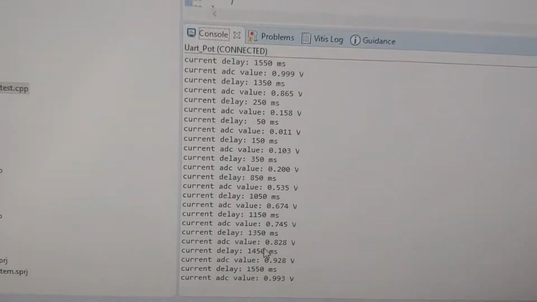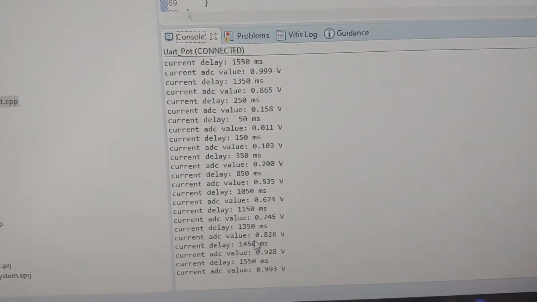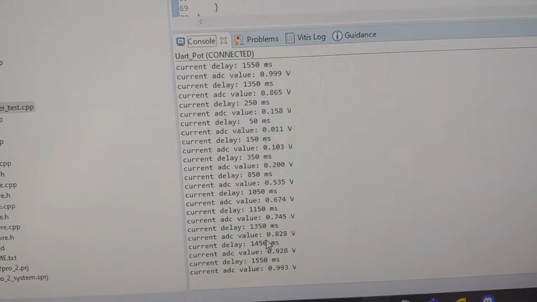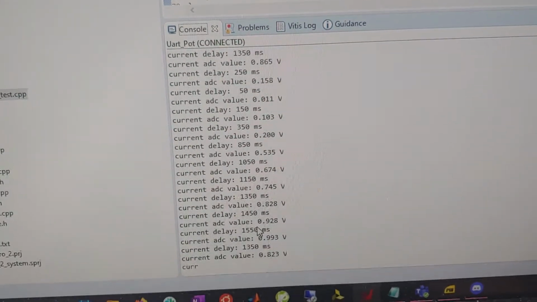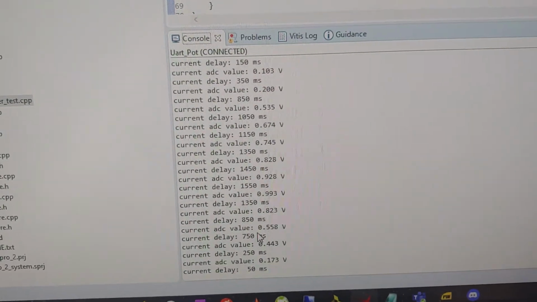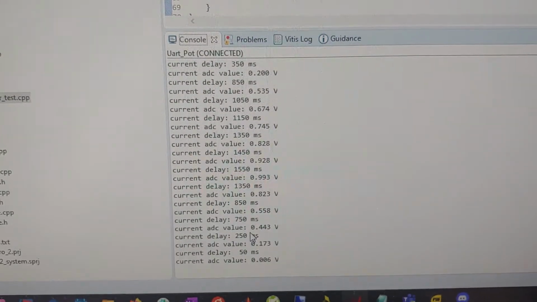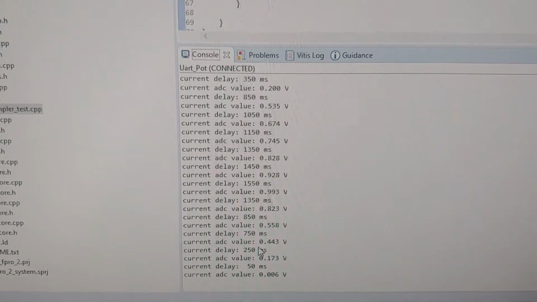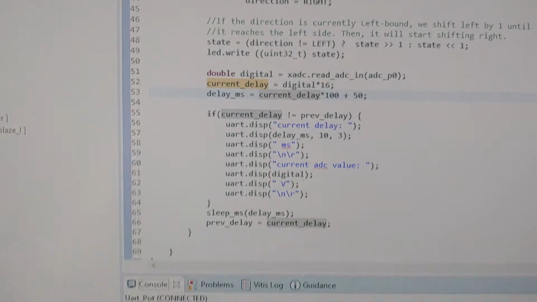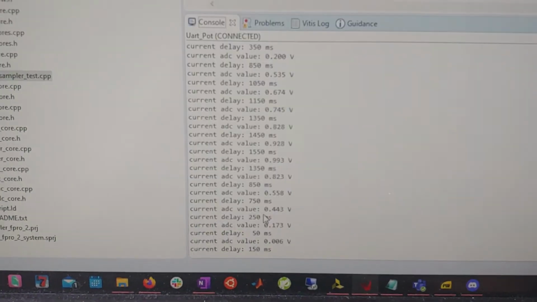To conclude, here is my output console. As I change the delay, the console will update as well. You can see the voltage dropping and the delay also matching, and that's expected because of our equation up here. So that is our system.